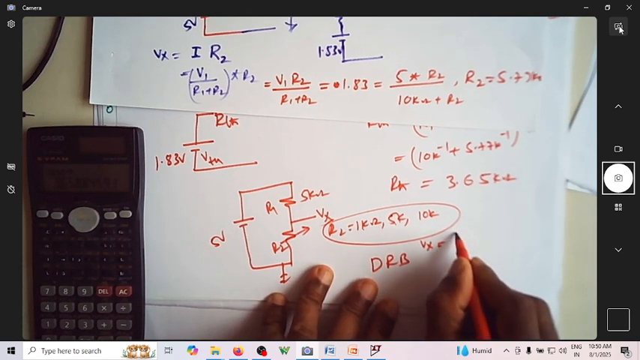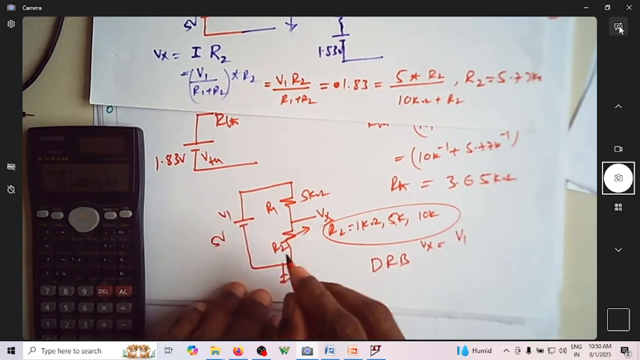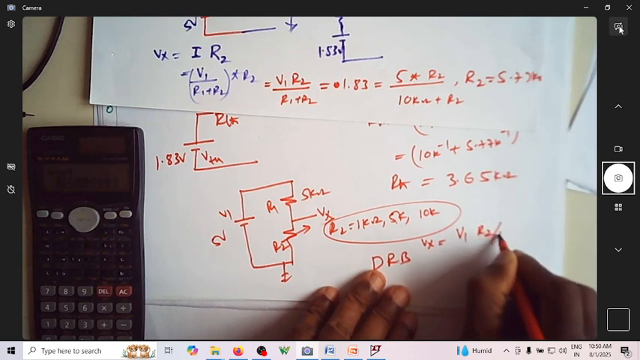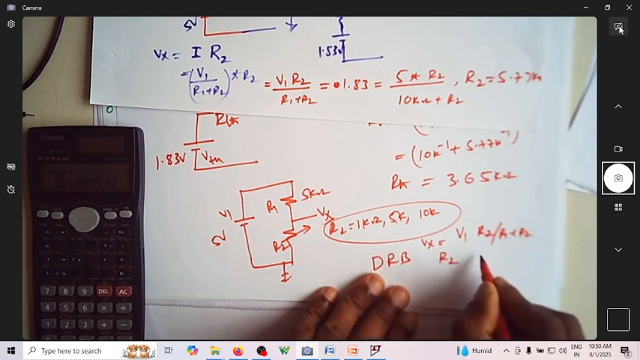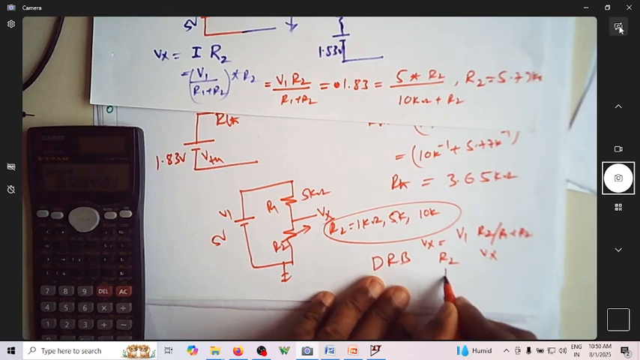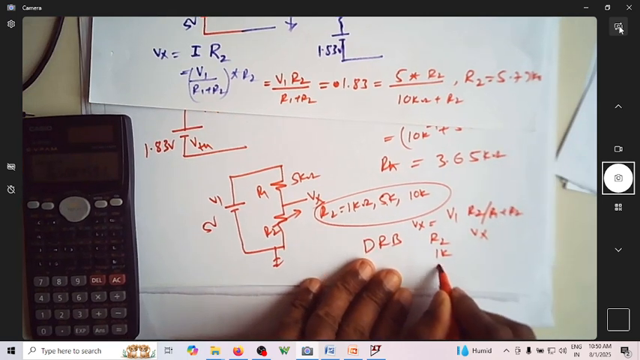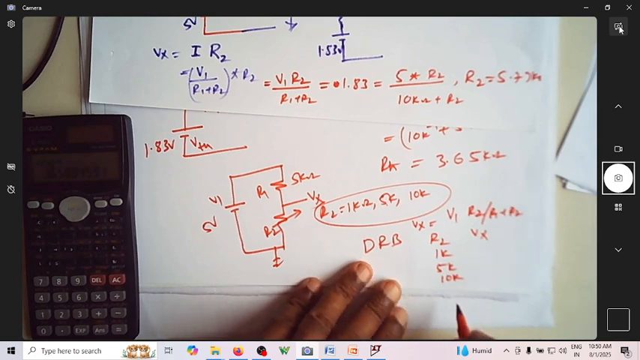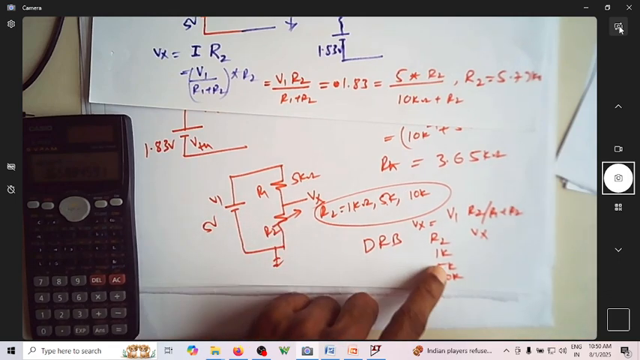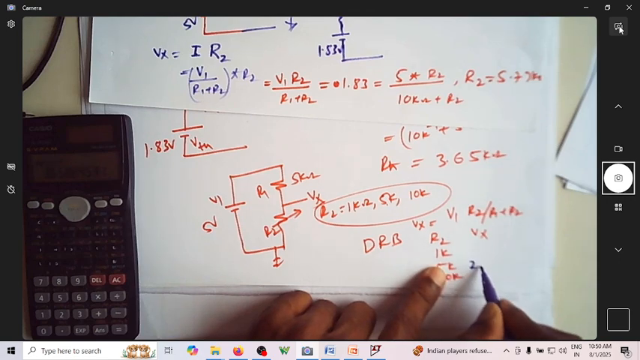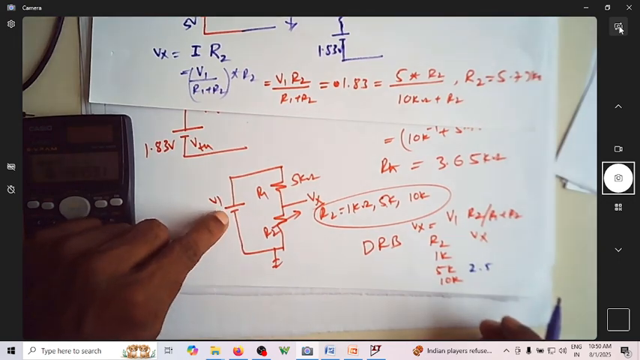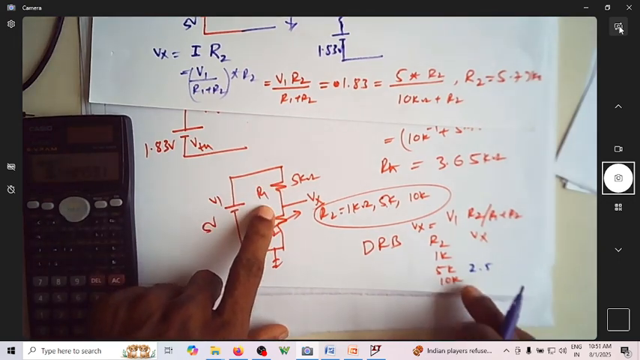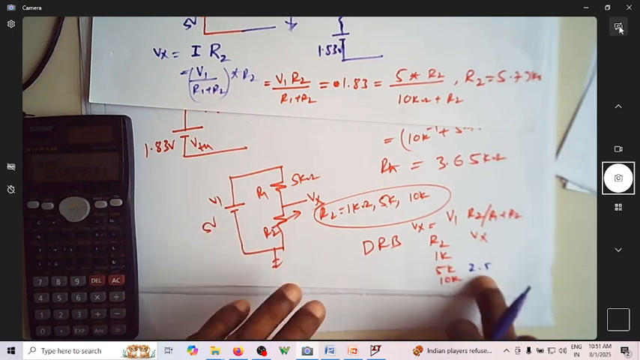Vx is given by V1 times R2 divided by R1 plus R2. Now this is R2, and let me say this is Vx. So this is 1k, this is 5k, this is 10k. I can straight away write for 5k I'm going to get 2.5 volt, because this is 5k, this is 5k. When equal resistances are there, this voltage will be equally divided between these two. So that's why 5 by 2 is 2.5.